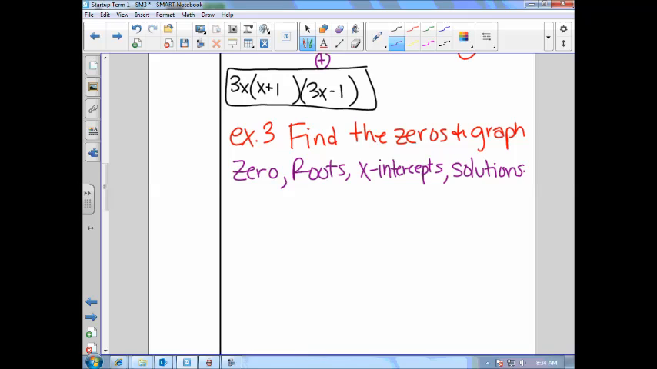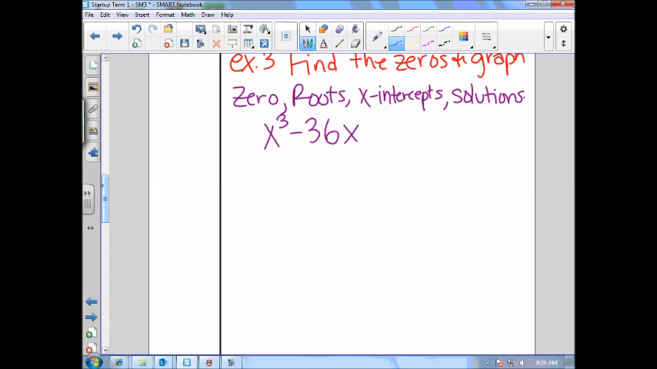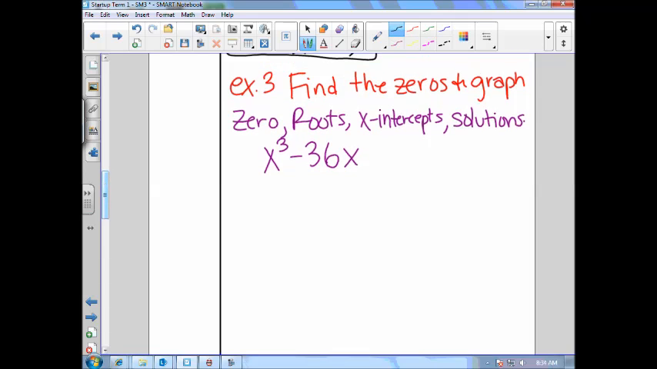Okay, so we're going to find the zeros from x cubed minus 36x. In order to find the zeros, you do have to find the factors, and we've been practicing, we just practiced on boards, finding factors. Okay, so how would we find the greatest common factor and factor it out? What would the greatest common factor be?